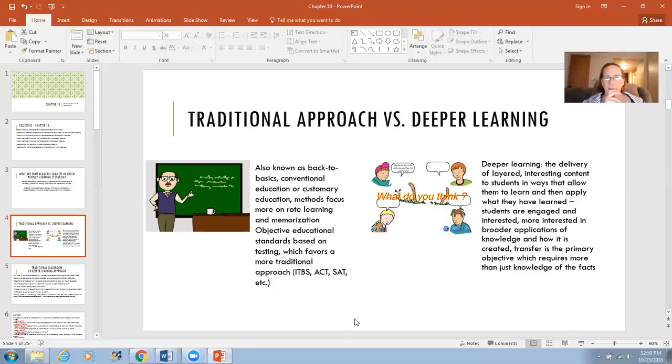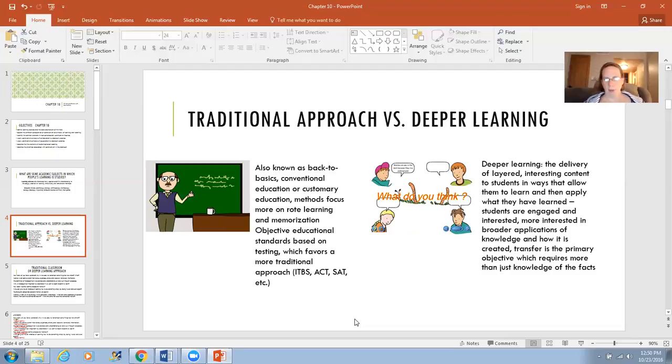So traditional approach versus the deeper learning approach. With deeper learning, we have the delivery of layered, interesting content to students in ways that allow them to learn and then apply what they have learned. The students are engaged and interested. We are more interested in broader applications of knowledge and how it is created.